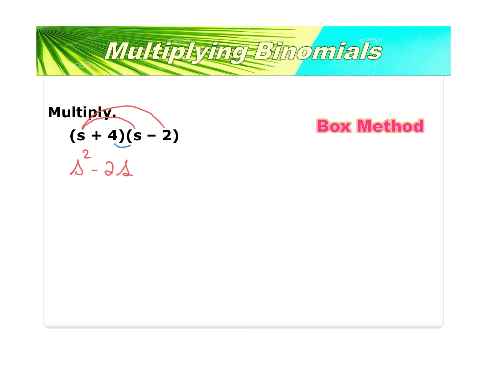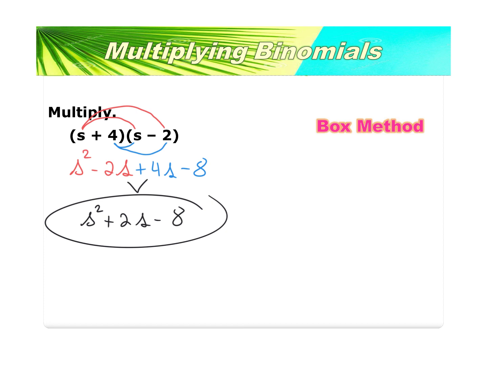Now I'm going to multiply the 4 and the s to get positive 4s. I'm going to multiply the 4 and the -2 to get -8. Now I can combine these two because we have the same base. So I get s squared plus 2s minus 8, and that is your final answer.